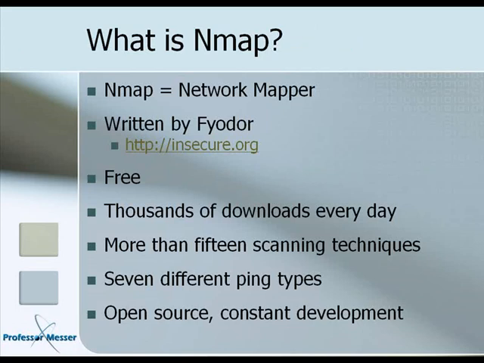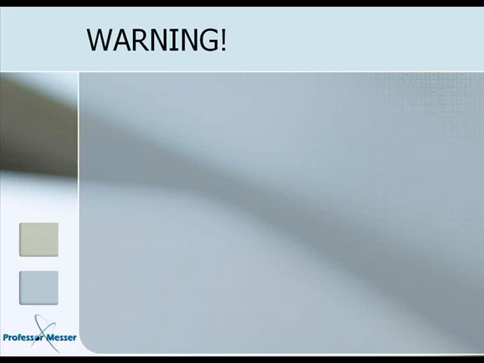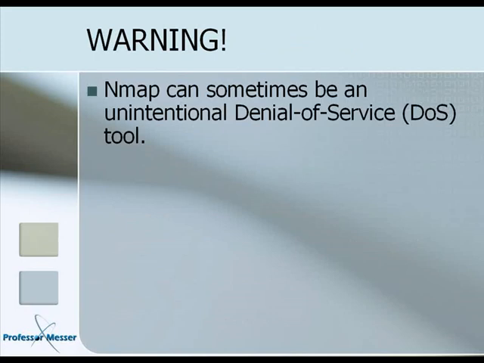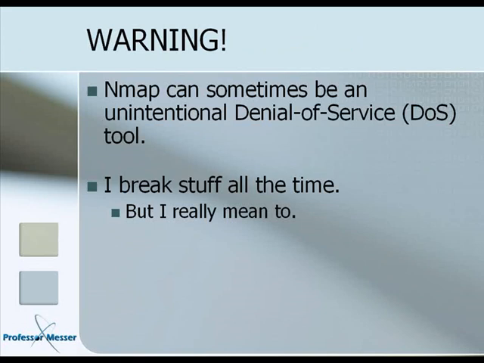Now, before we get into the details, I will give you a warning, because Nmap puts packets onto your network and starts querying information from different devices. It can sometimes be an unintentional denial of service tool, and I'm saying this because I have caused denial of service. I have a lab here, and I'm constantly doing scans in my lab, and I break stuff all the time. I have applications go belly up on my systems a lot, but I'm trying to break them in most cases. Sometimes I'm not, but it's important that you realize that if you're using Nmap on your production network during production hours, you want to be very, very careful about what you're doing. You do not want to create any problems with that.